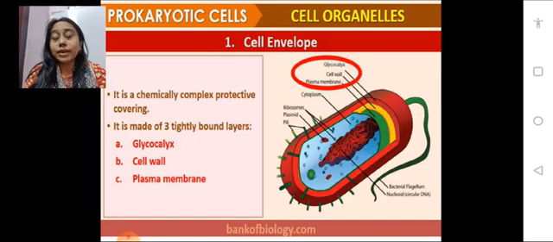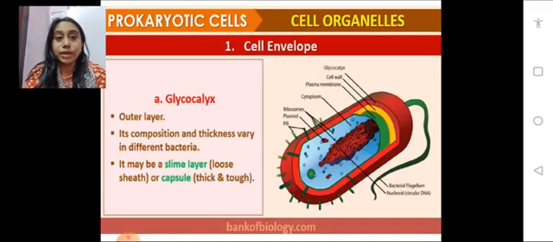Now in the prokaryotic cell, we studied about the different parts. Like we started studying about the cell envelope, which is made up of three layers: the glycocalyx, cell wall and plasma membrane. We came to know that glycocalyx is the outermost layer and it is quite thick. This glycocalyx can be of two different types. Sometimes in some bacteria it is slimy, and in some bacteria it is quite thick and tough. We call it a capsule, right?